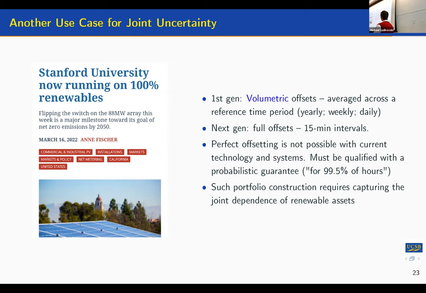And of course, there's some planning required, but it's not going to be perfect. It's always going to be probabilistic. They won't be able to do it 100% for sure. But in any case, you have some kind of portfolio construction where you have to understand, if I bought wind from this part of Texas and some solar from another part of Texas, how much of the total is going to cover my actual losses? So this is where joint dependency becomes essential.